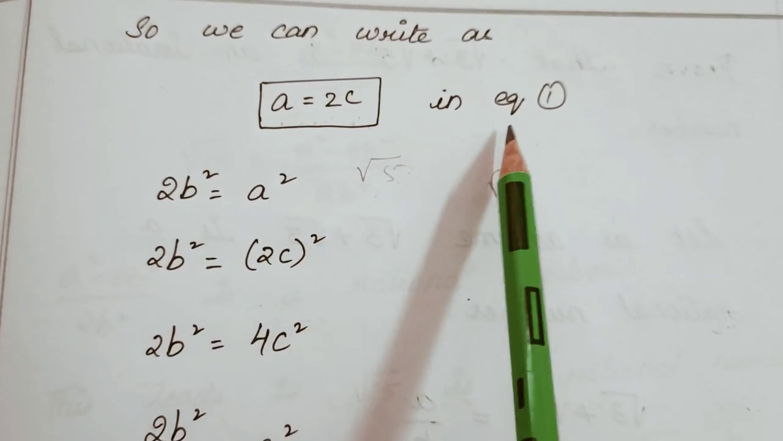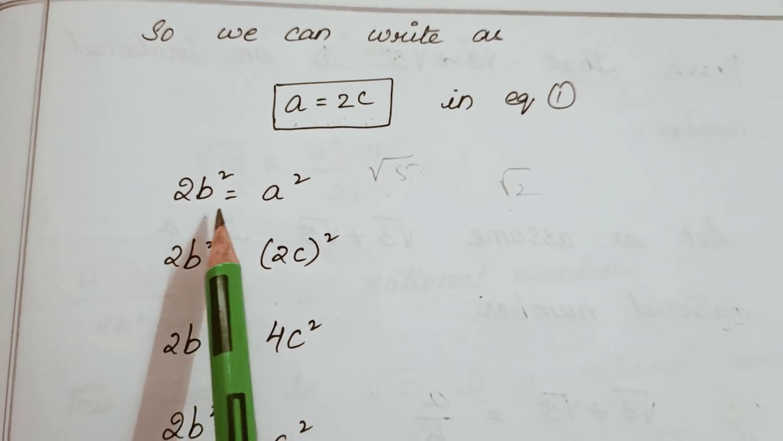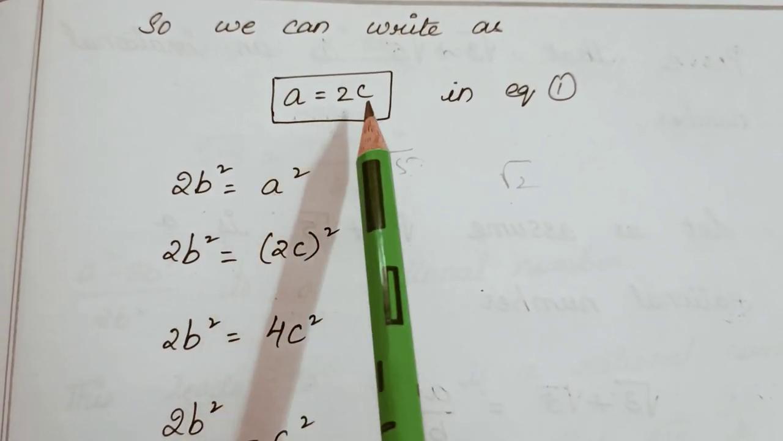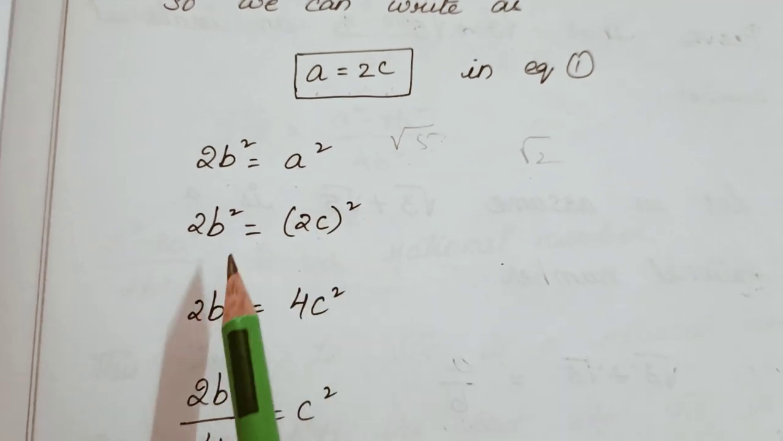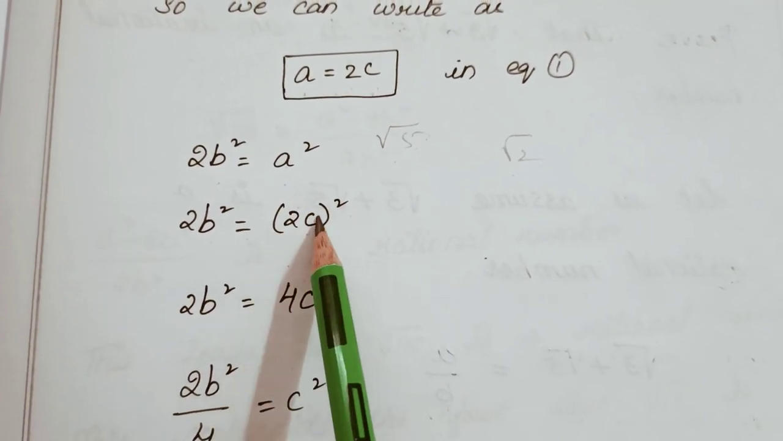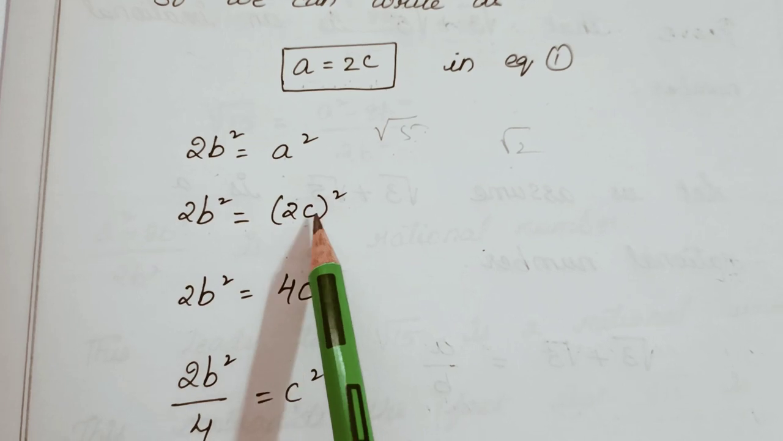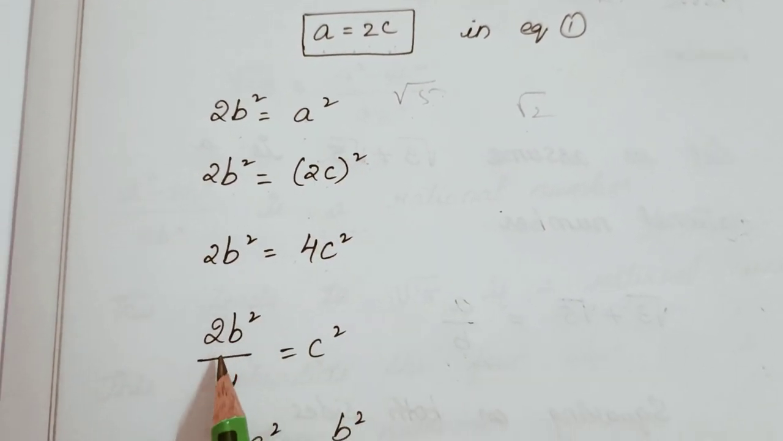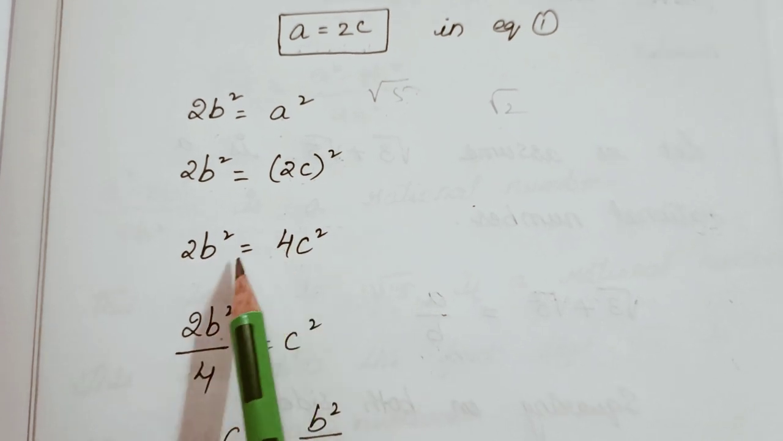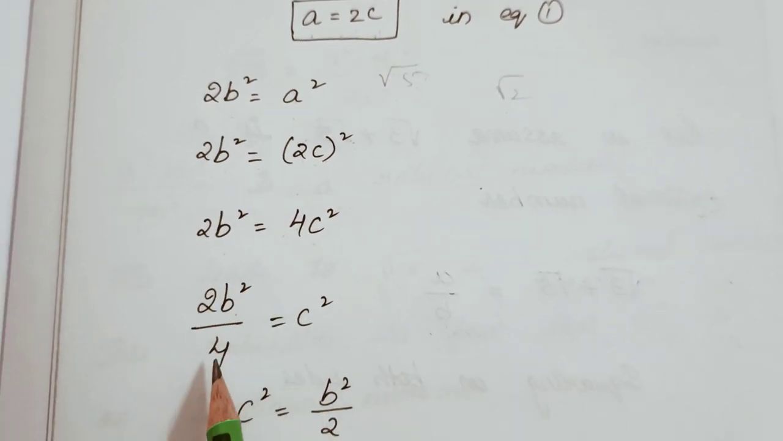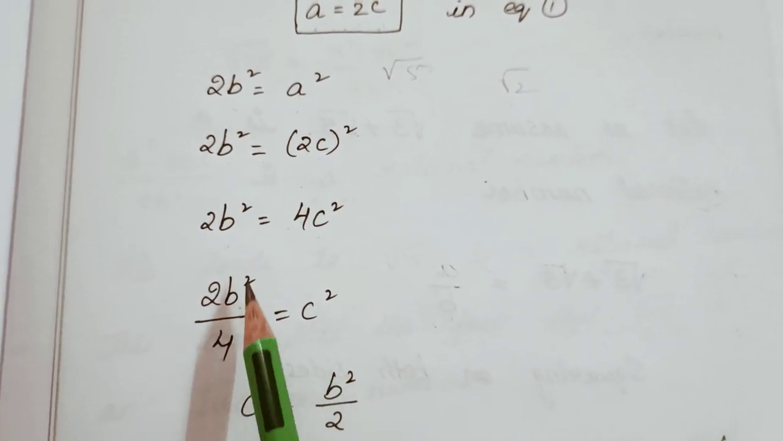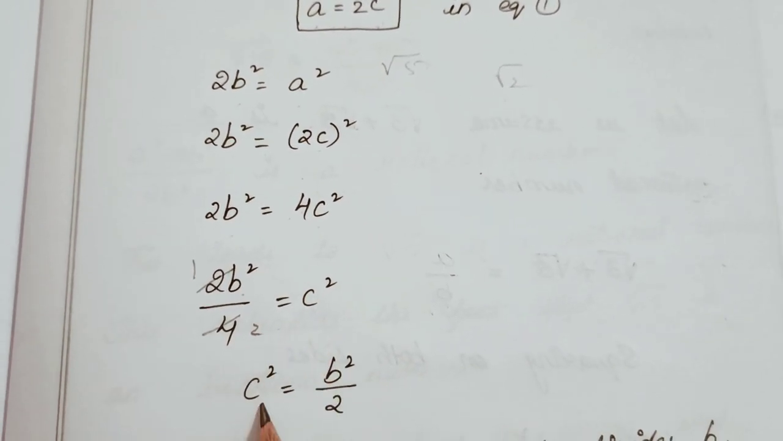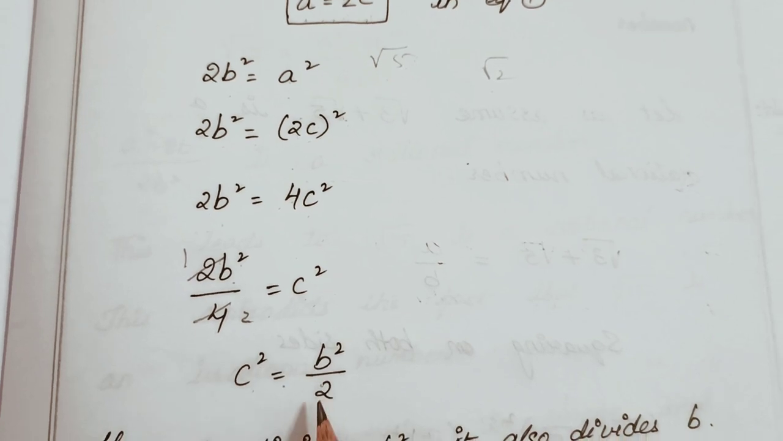So equation 1 is 2b square is equal to a square. 2b square is equal to 2c whole square, which means 2c into 2c. 2 square is 4, c square is c square. This 4 goes to the denominator: 2b square by 4 is equal to c square. Now cancel 2 ones are 2, 2 twos are 4. So c square is equal to b square by 2.